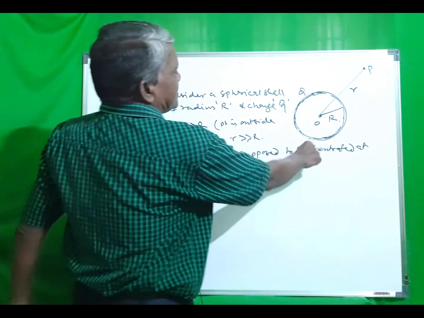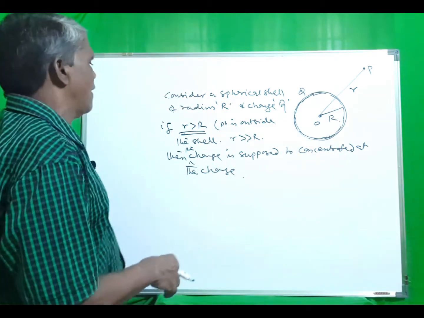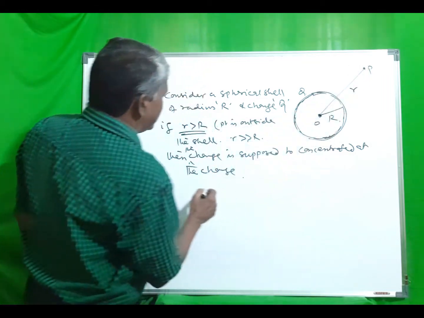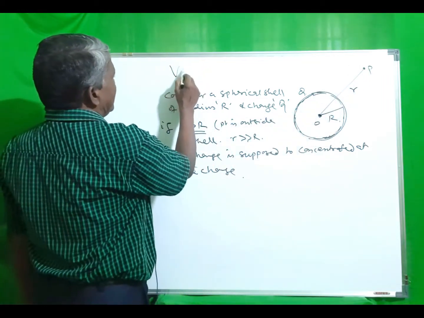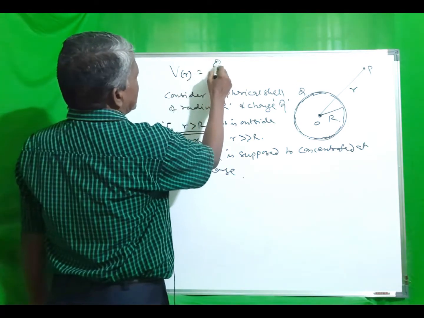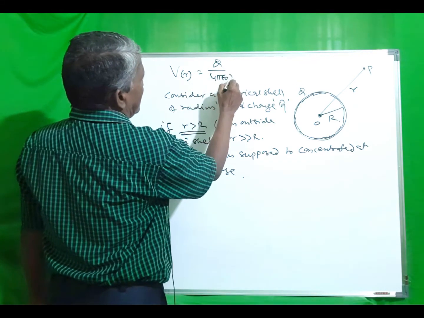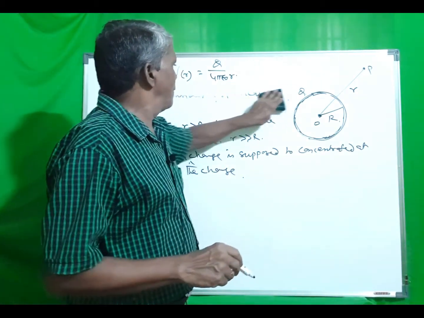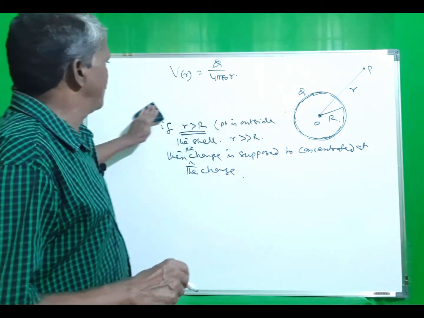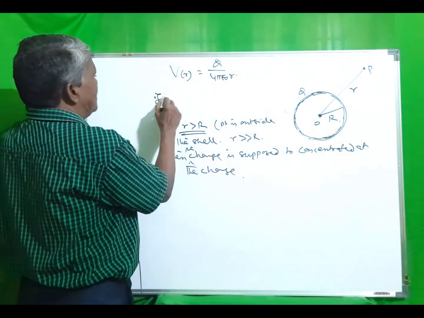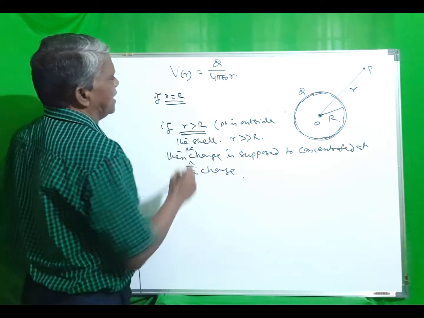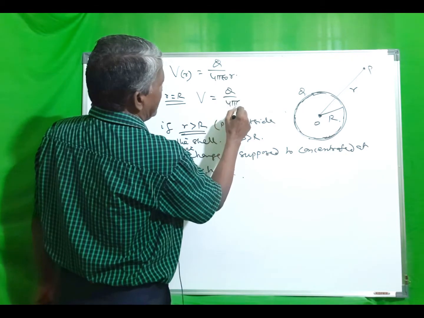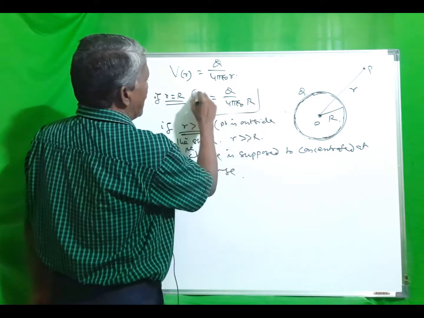But not always; charge is spread on the surface of the conductor. So in this case, if this is a point charge at this distance, then potential at distance r is equal to Q by 4 pi epsilon 0 r. If the distance is equal to the radius of the shell, then V is equal to Q by 4 pi epsilon 0 R.